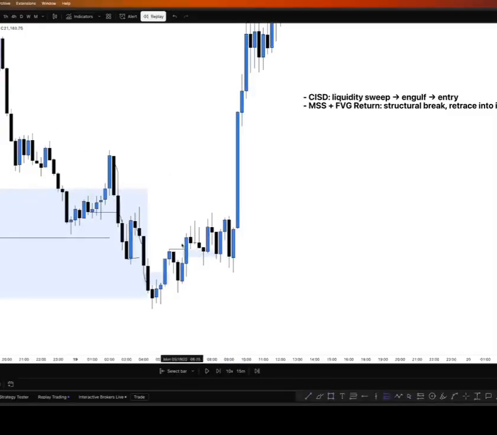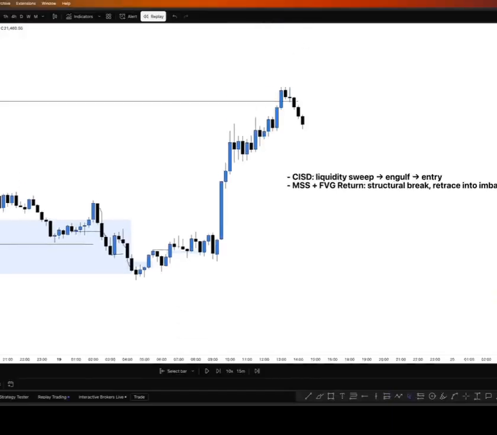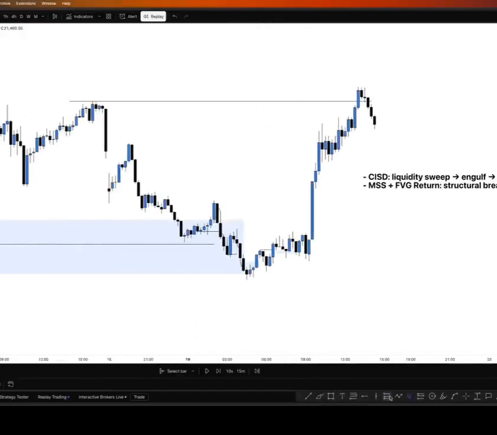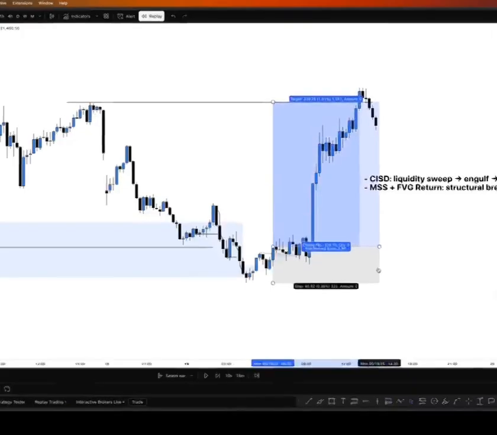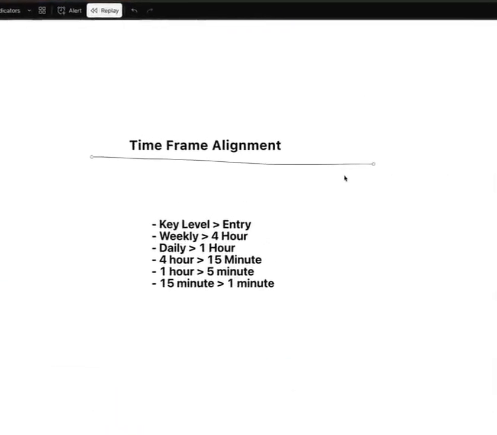So anytime you get these patterns or the inverted fair value gap, you would just enter the market right when these patterns confirm, put your stop at the lowest low, and then target the high that you got from the higher time frame. As I said before, time frame alignment is super important.